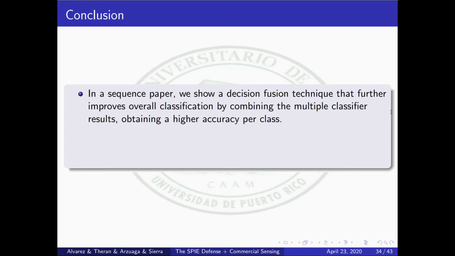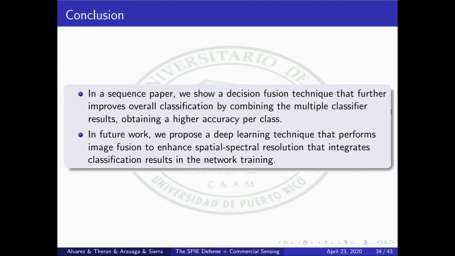In a subsequent paper, we show a decision fusion technique that further improves overall classification by combining the multiple classifier results, obtaining a higher accuracy per class. In future work, we propose a deep learning technique that performs image fusion to enhance spatial and spectral resolution and integrates classification results in the network training.